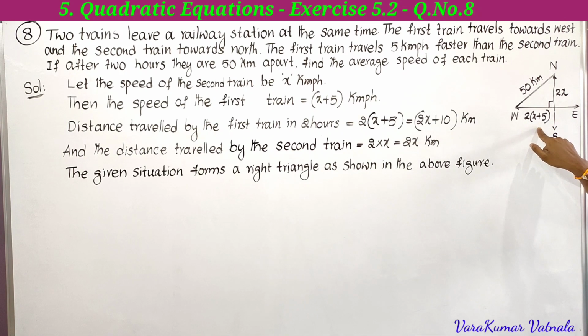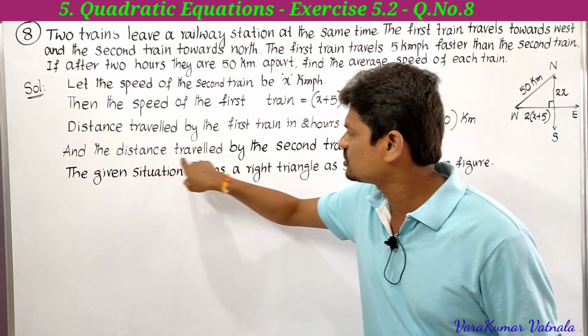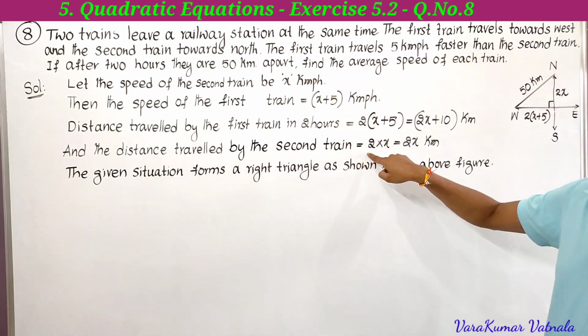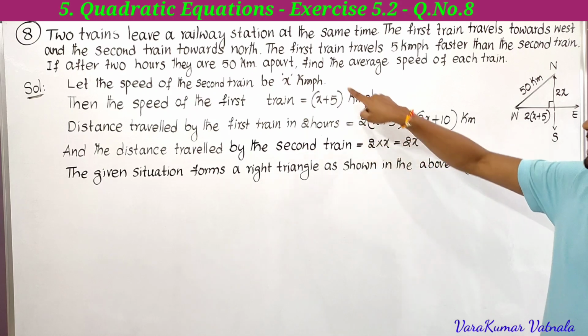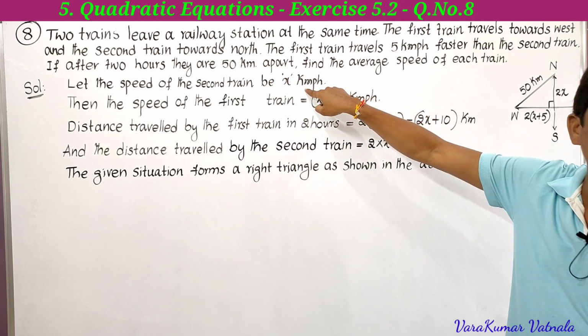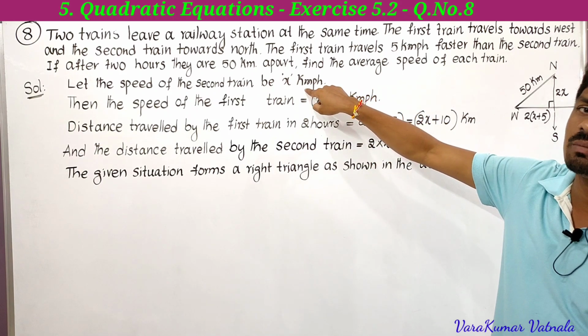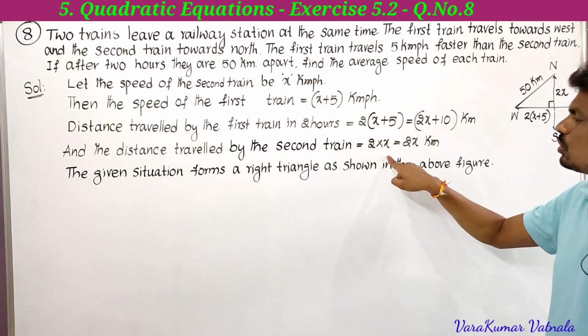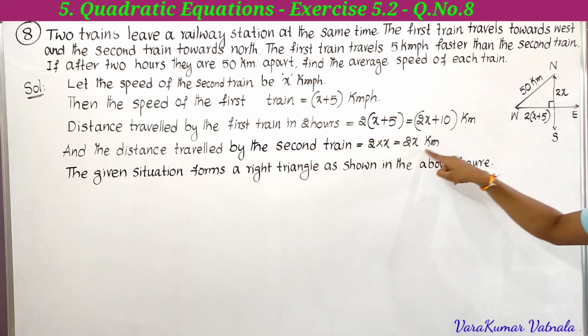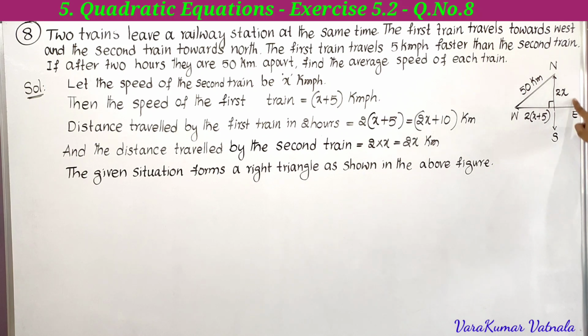In the same way, the speed of the second train is x kmph. Then the distance travelled by it in 2 hours is 2 into x, that is 2x kilometers. So the distance travelled by the second train in 2 hours is 2x kilometers.